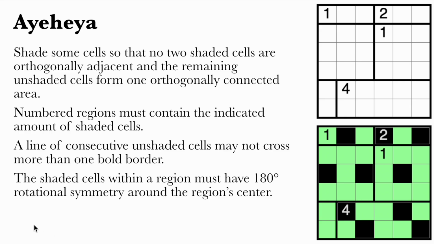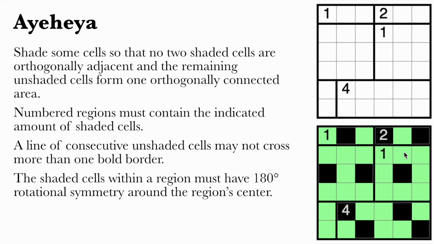And here is the variant rule. The shaded cells within a region must have 180-degree rotational symmetry around the region's center. If you don't know that mathematical term, it's just a fancy wording for the fact that if you could pop a pin right in the middle of this region and spin it all the way around, you would get exactly the same shape again. So that's easy to see in this region, or in this rectangular region here.